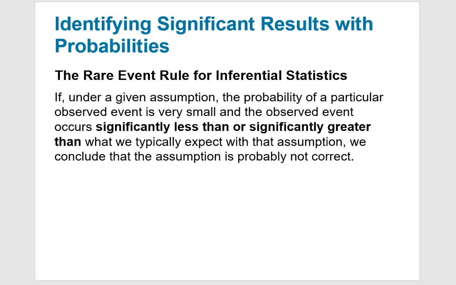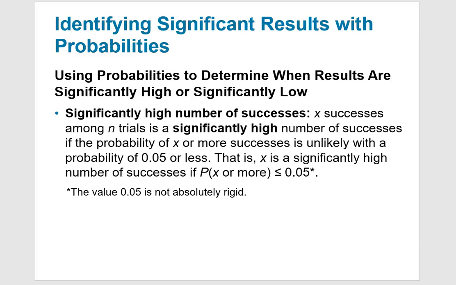So the question becomes, then how do I tell? And we're going to spend a lot of time later on talking about how can I measure that? How do I know when something is significantly high or significantly low? All right, so for now, when you're talking about probabilities, a significantly high number of successes is when there is a probability of 5% or less that it would happen.